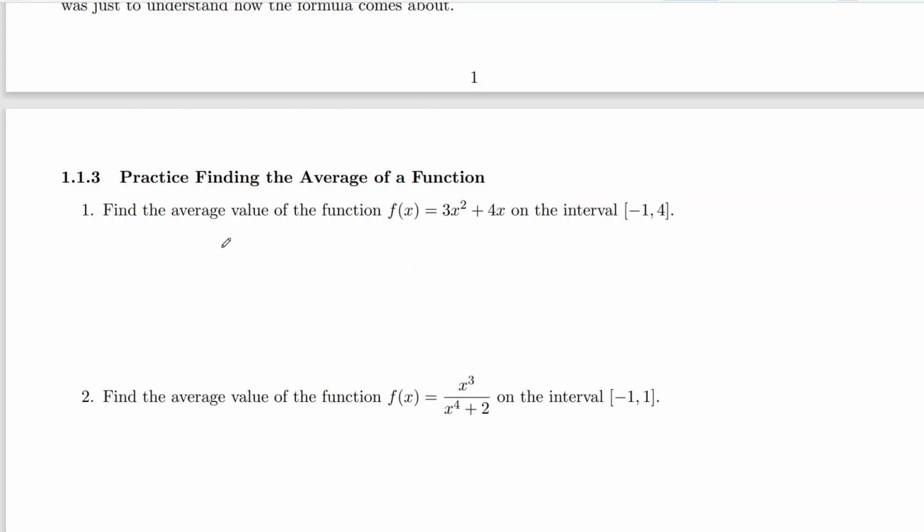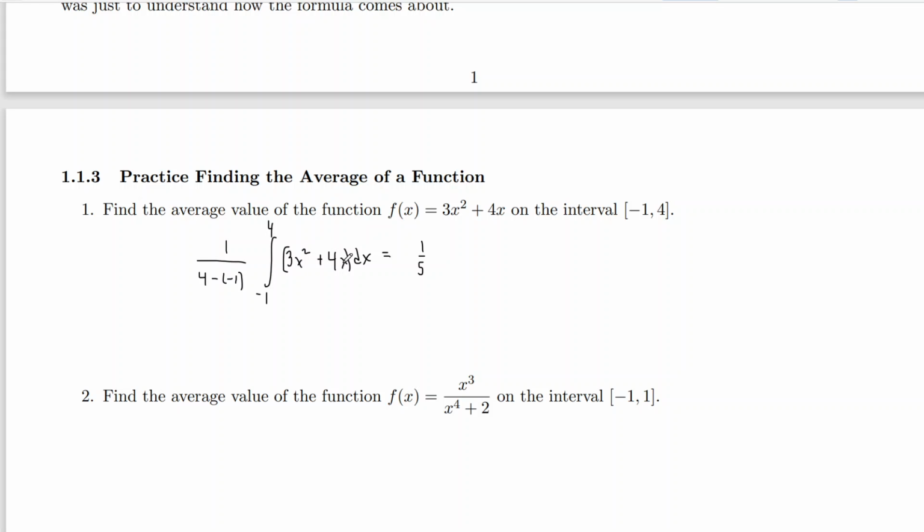So this first one, we want to find the average value of the function f of x equals 3x squared plus 4x, always put our dx there, from -1 to 4. If we were just finding the definite integral, we would be given this, but with the average value, I want to multiply by 1 over b minus a, 1 over 4 minus -1. Now 1 over 4 minus -1, that's 1 over 5.